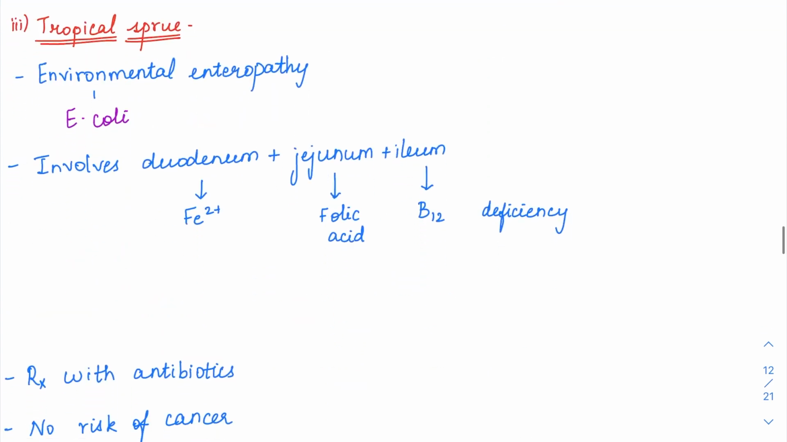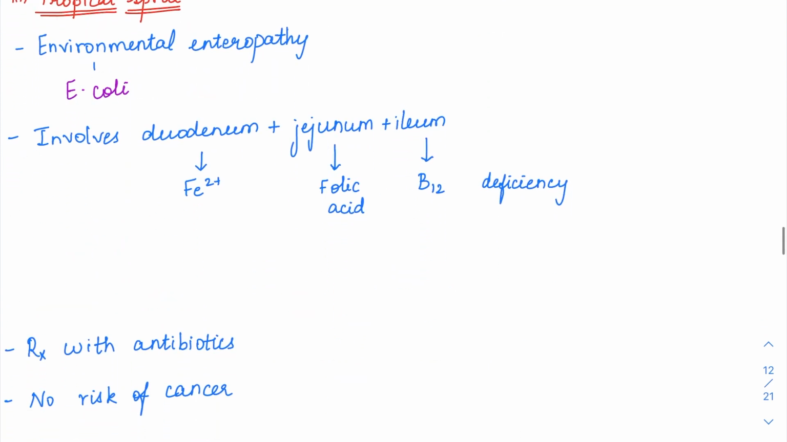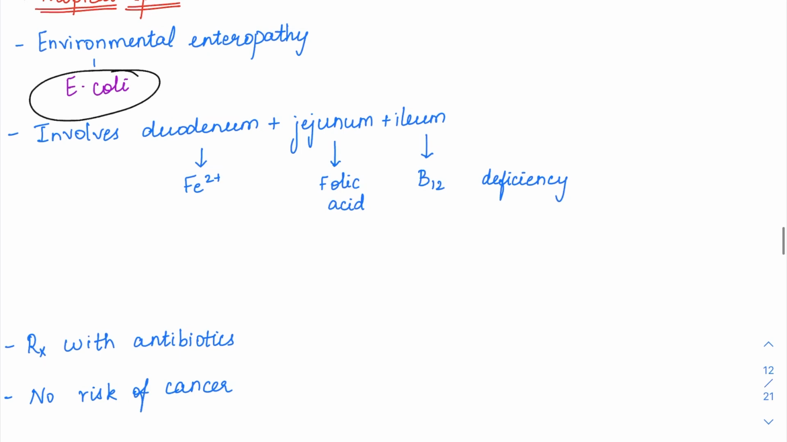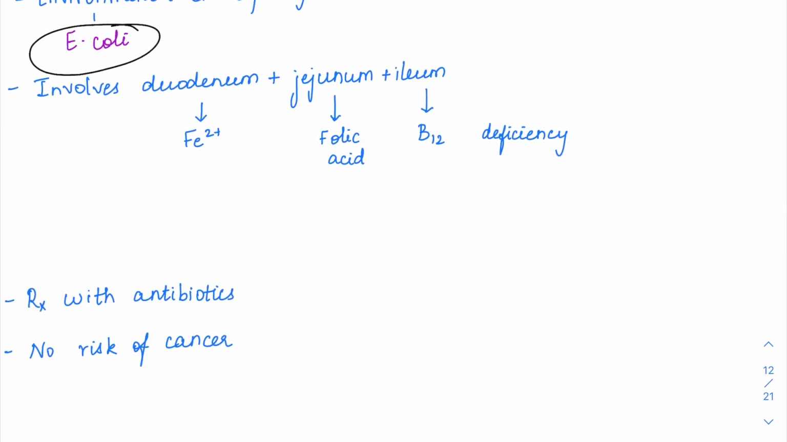Moving on to the next malabsorption syndrome, which is tropical sprue. Tropical sprue is an environmental enteropathy associated with E. coli infection. In this infection, it can involve all the parts of small intestine, starting from duodenum, jejunum, and ileum. When there is malabsorption, since iron is absorbed in the duodenum, when this is not there, it is going to cause iron deficiency anemia.